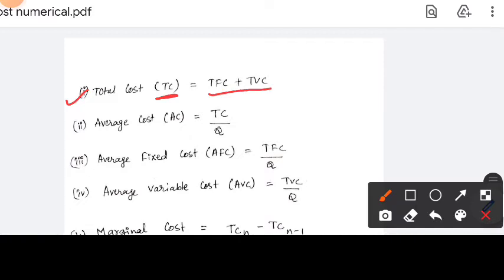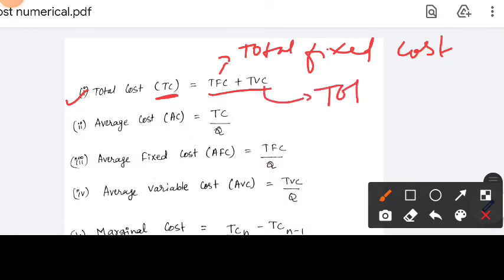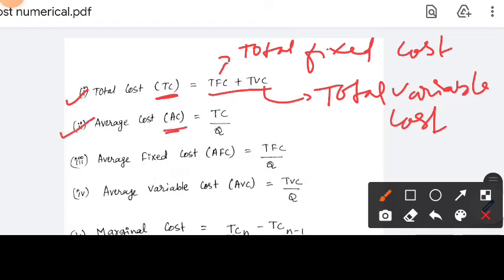TFC plus TVC, where TFC stands for total fixed cost and TVC stands for total variable cost. Clear? Now the next formula will be average cost. Average cost is denoted by AC. So the formula is TC by Q. TC means total cost and Q means output.